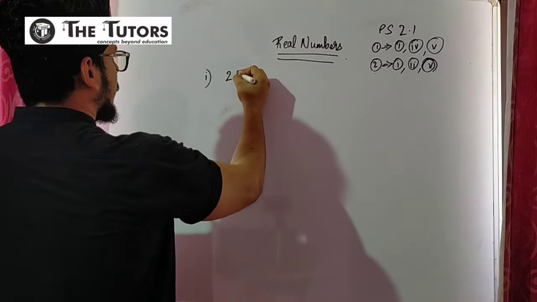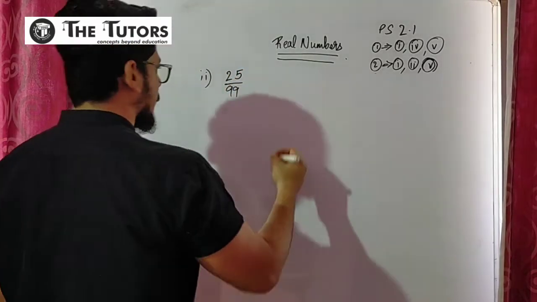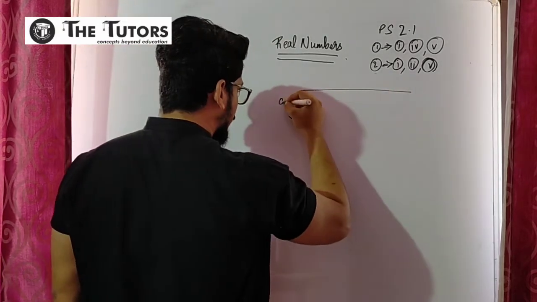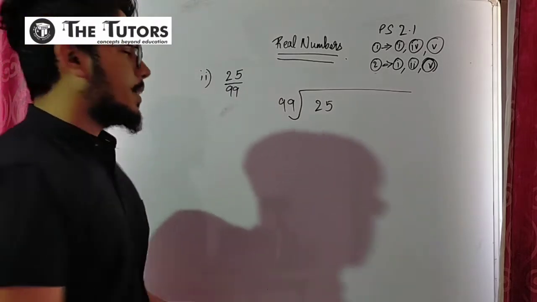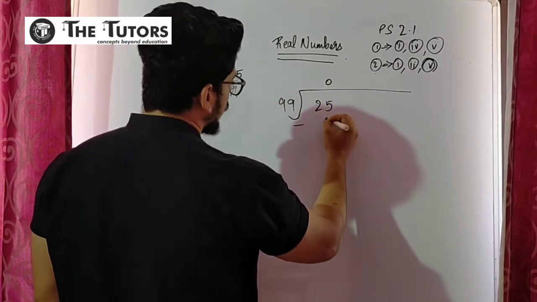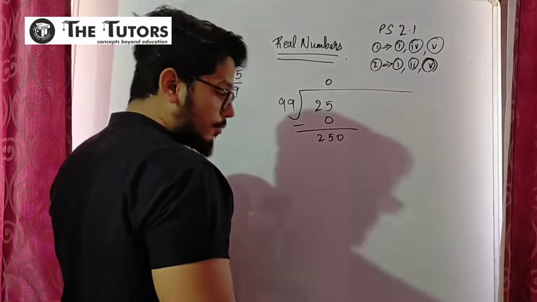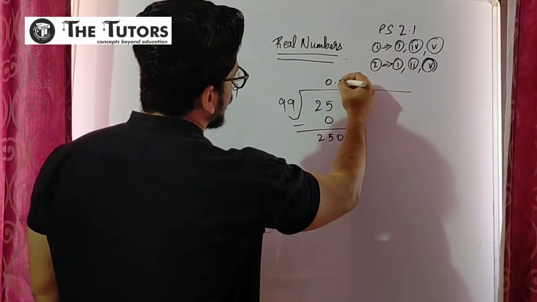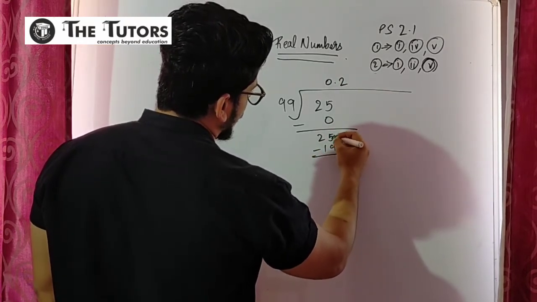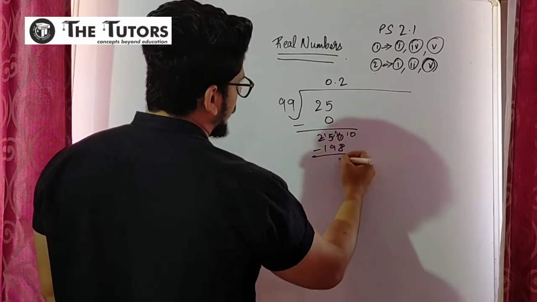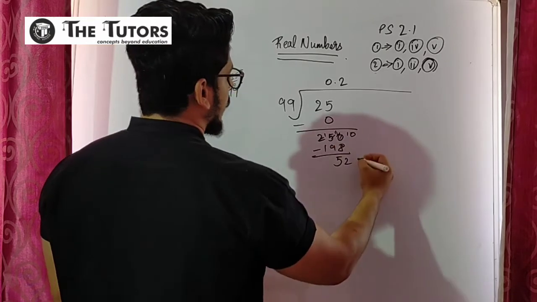Next is 25 by 99, which is our second sum. Again, you have 99, you have 25. 25 doesn't come in the table of 99. 99 zeros are 0. You have 250. The closest number to 250 is 99 twos are 198. 250 minus 198 gives 52, then you have again 0.